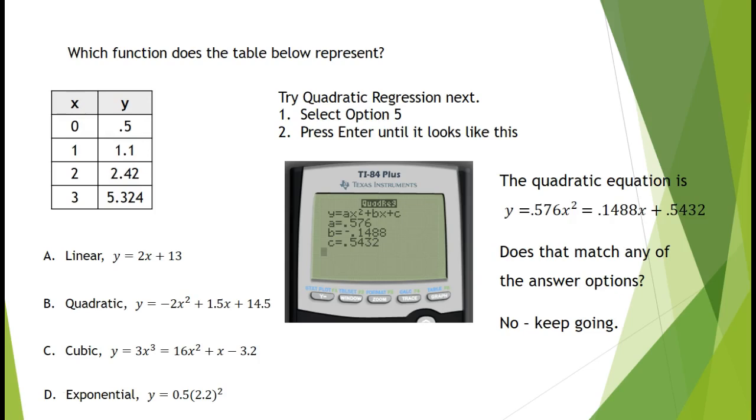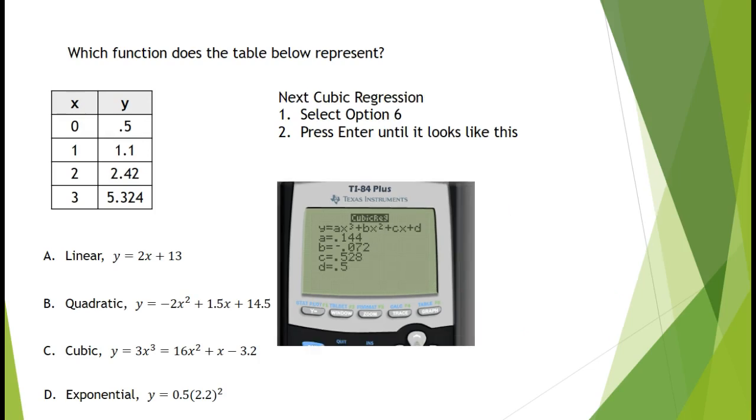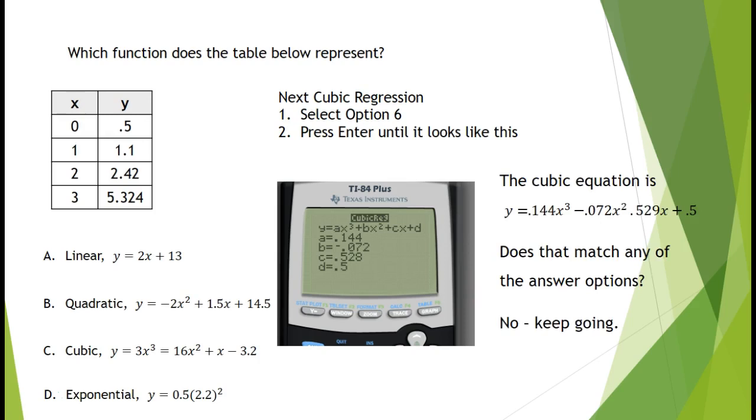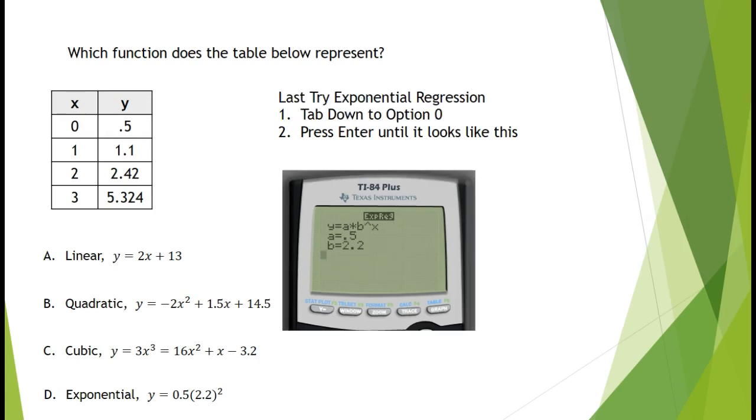All right, let's go on to cubic. Maybe we have a cubic function. So we're going to press Stat, tab over to Calc, and select option 6, and press enter until it looks like this. Hey, that doesn't match any of our answer choices. We only have one left, but I don't want to be the one who just marks it by process of elimination. I think I want to see this through. So press Stat, press Calc, and then tab down to option 0. Press enter until it looks like this.